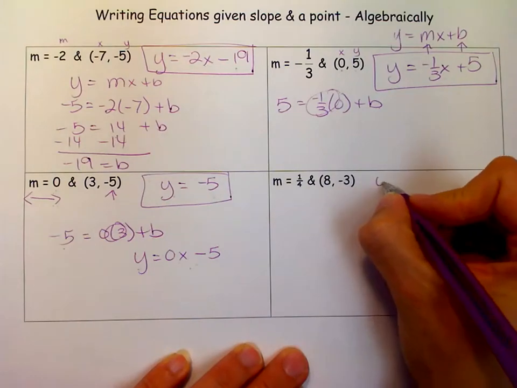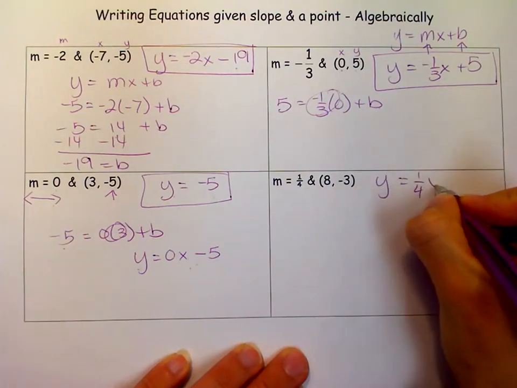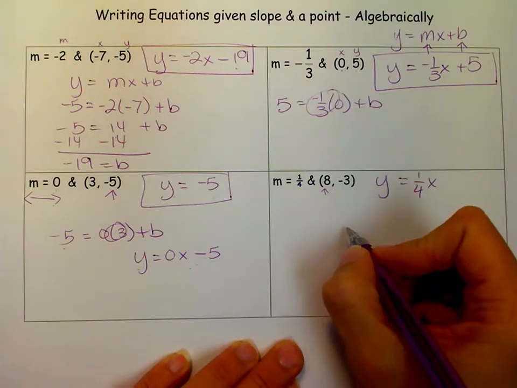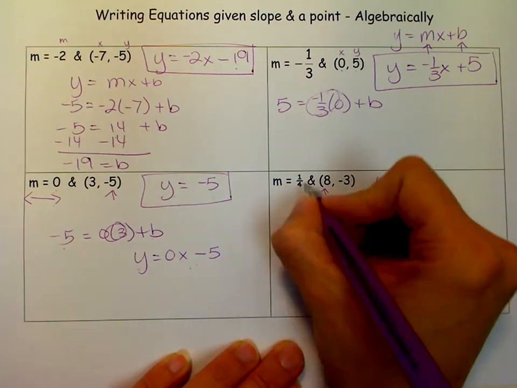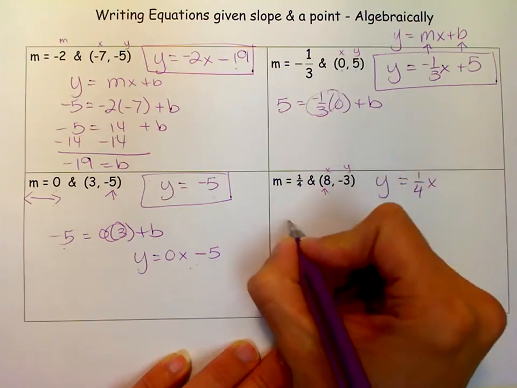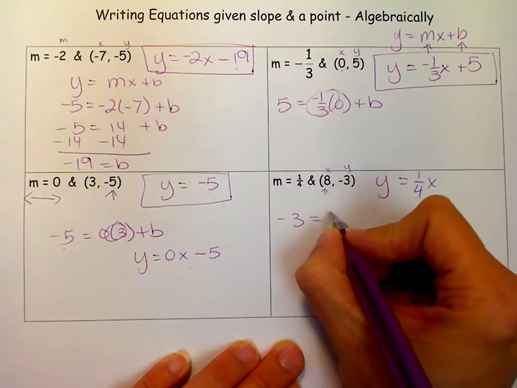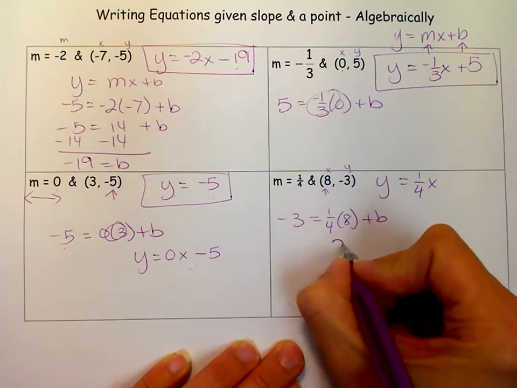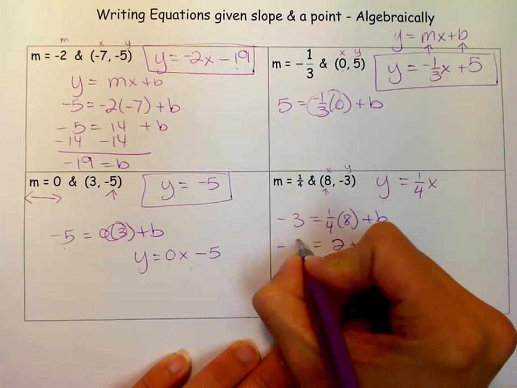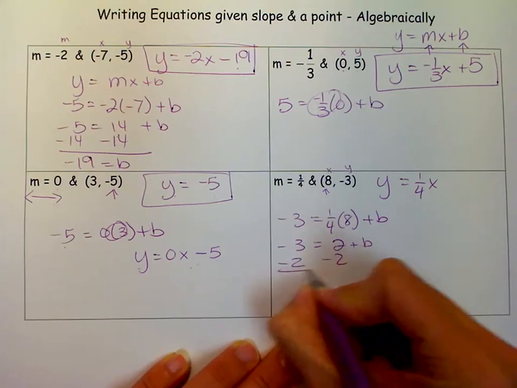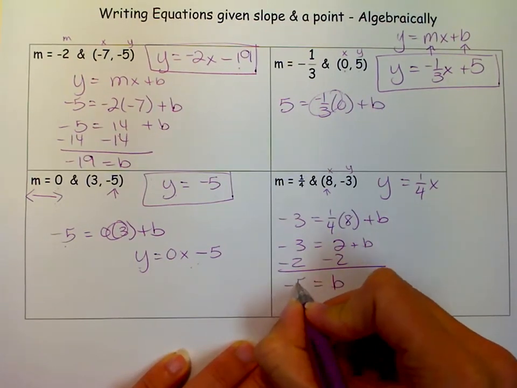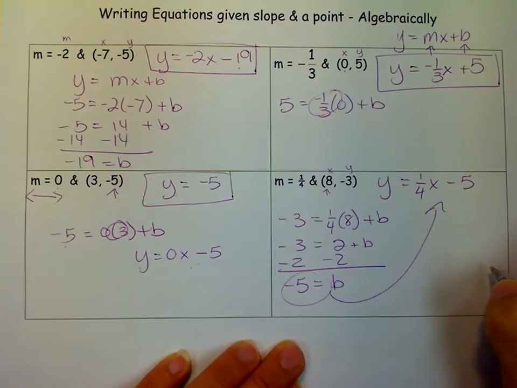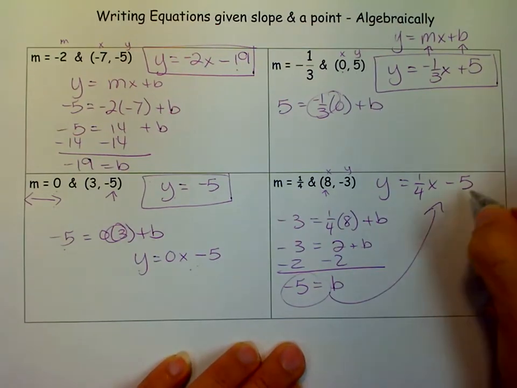Okay, our last one, we know it's going to be y equals 1/4 x plus or minus something. We look at that to see if it's our y-intercept. It is not. So we put in, remember that's our x and our y. We say -3 is equal to 1/4 of 8 plus b. 1/4 of 8 is 2. And I minus 2 from both sides to get my b, and b is -5, so I simply take -5 and put it up there, and then I have the equation of the line in slope-intercept form.